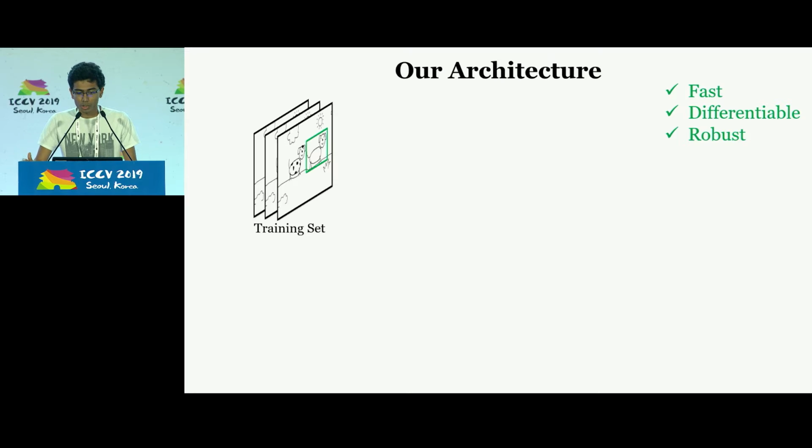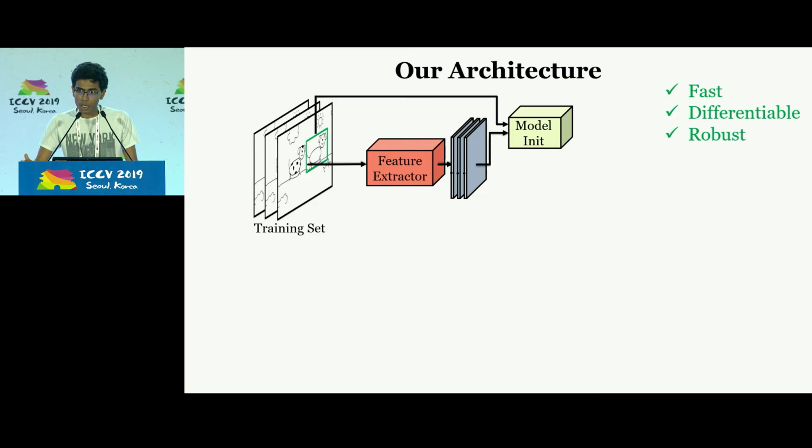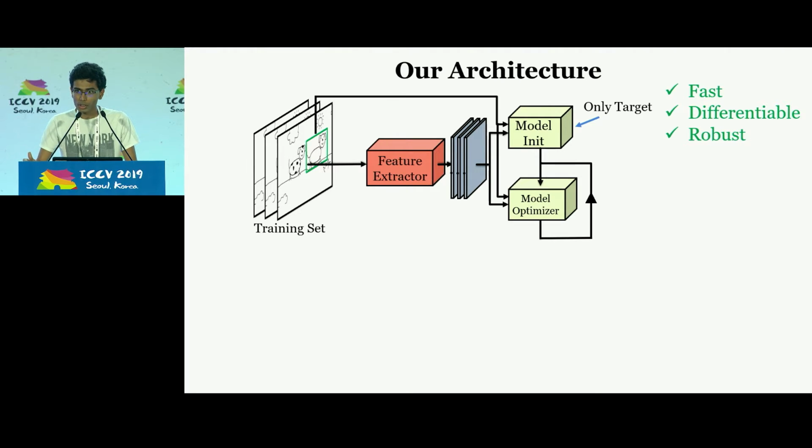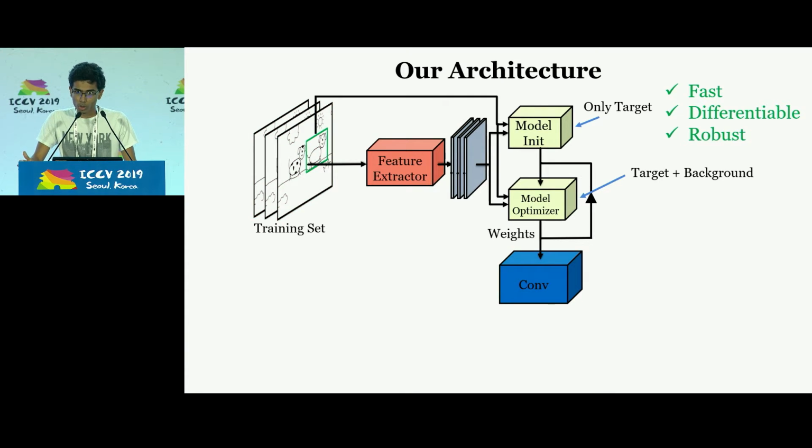Our network takes a set of training images and extracts features. These are then passed to an initializer module which predicts an initial model in a Siamese framework. Next, we use an optimizer to refine this initial model iteratively by also integrating the background information. The output is the final model which you use to track the target.